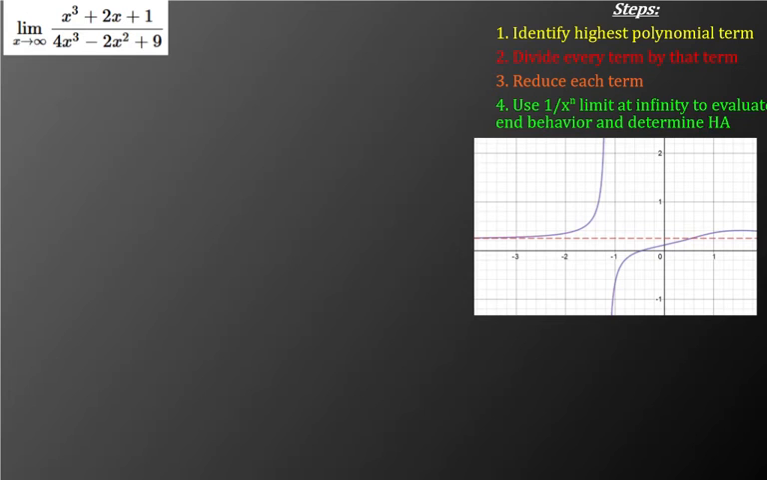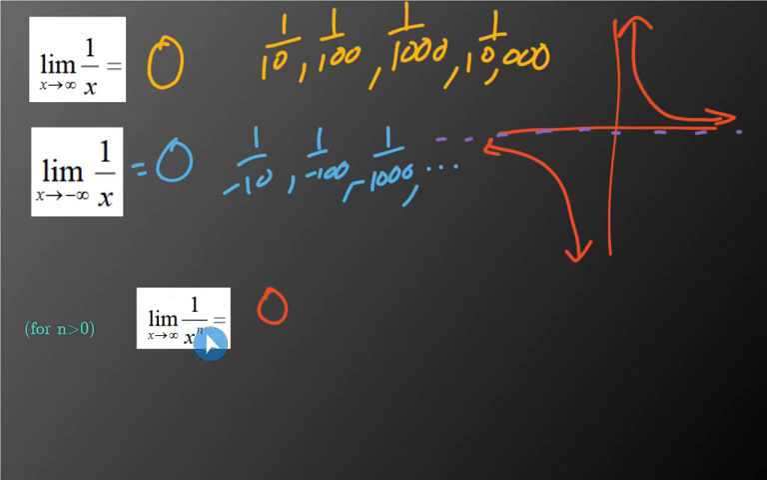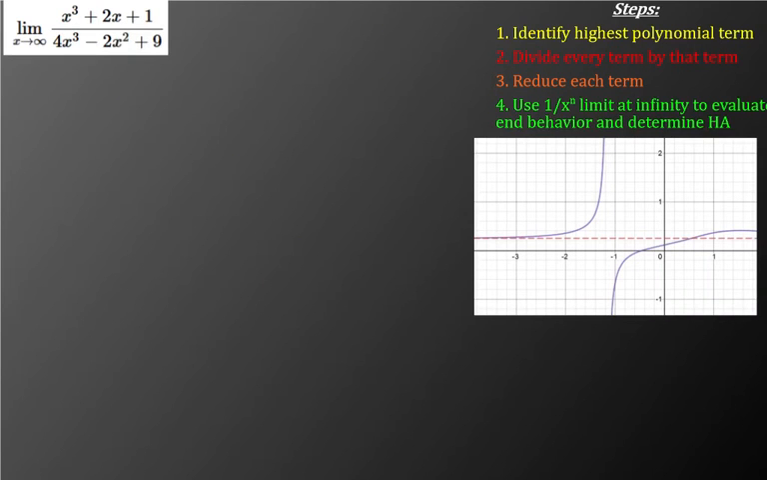So what I want to do now is show you how, given a much more messy looking rational function, we can actually find the equation of the horizontal asymptote. So it basically just builds off of what we just talked about, that if you have 1 over x to any power, the limit as x goes to infinity there is always going to be 0. So we basically get that into the problem.